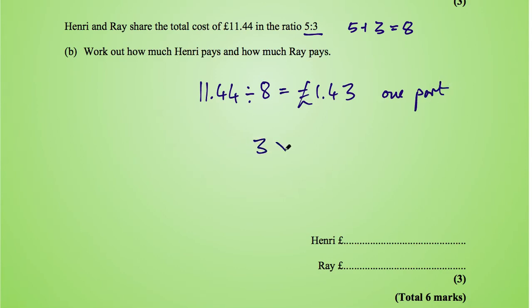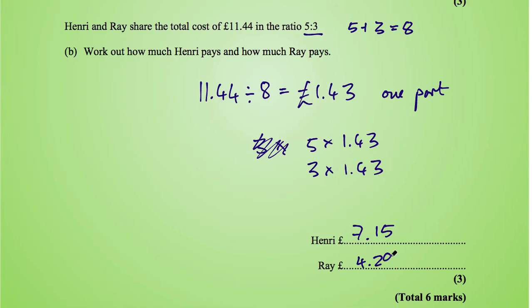Henri has 5 parts, and Ray has 3 parts. So Henri spends £7.15 and Ray spends £4.29. And we check that by adding 7.15 to 4.29 to make sure that it adds up to the 11.44 that we had at the start. Always worth double checking those ratio questions, because you can make sure that you've got your answer right on the answer line.